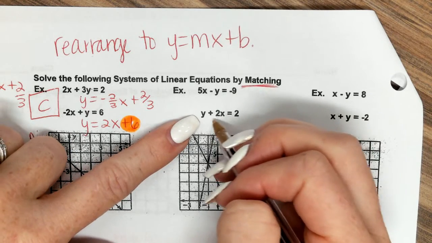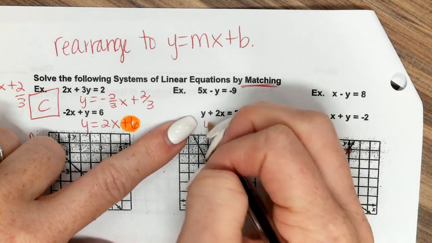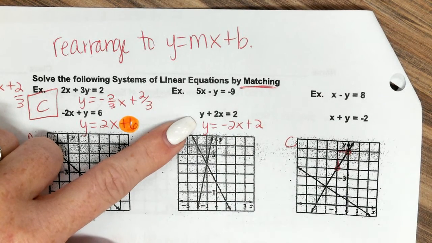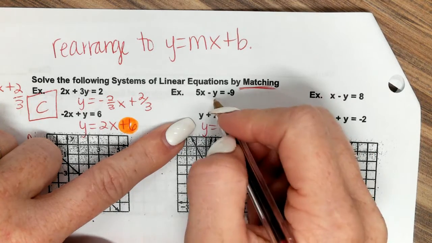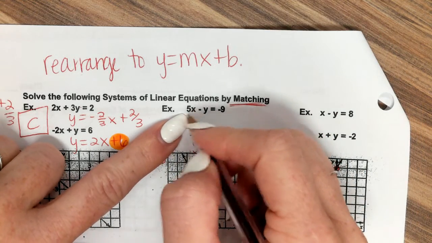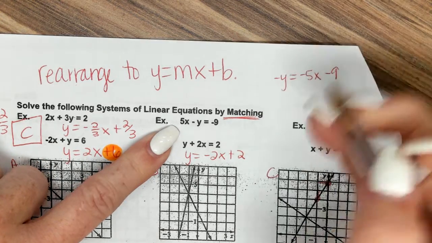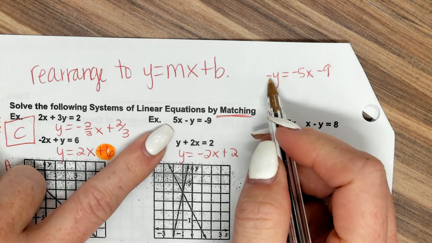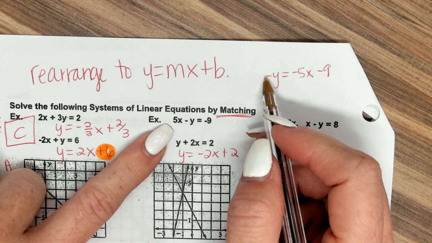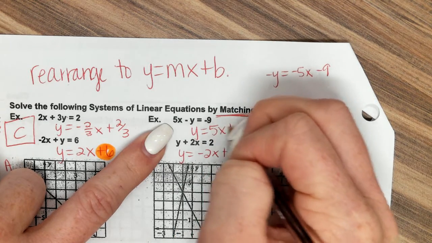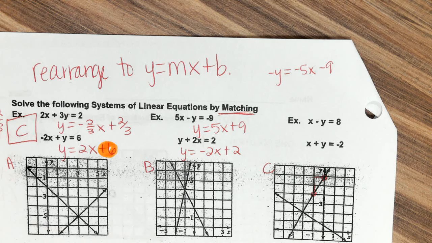How would I rearrange this one? Yep, so I have y equals negative 2x plus 2. This one, I would move this over by subtraction. So I have negative y equals negative 5x minus 9. And what happens if I have a negative y? Divide by negative 1. So everything just becomes opposite, right? So y equals positive 5x plus 9. I haven't done it. So go see if you can figure out which one that one matches to.